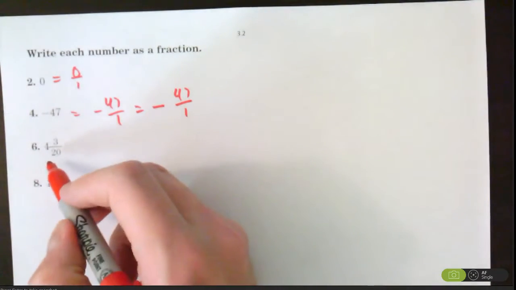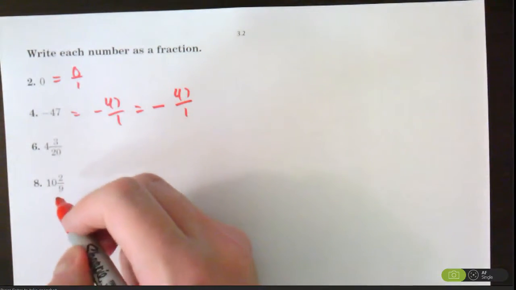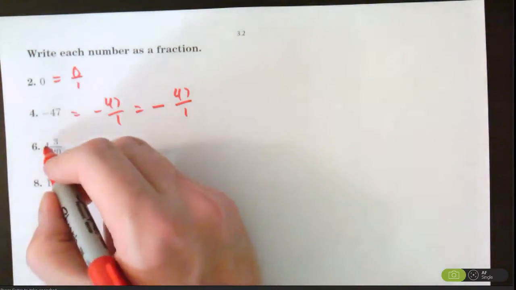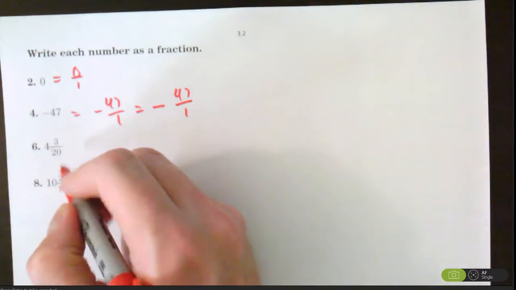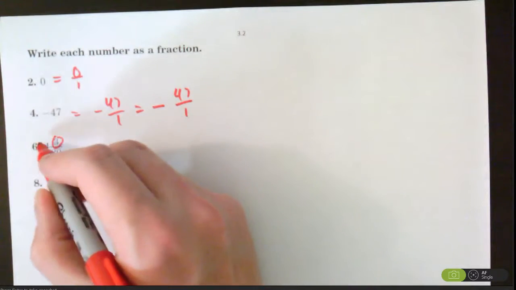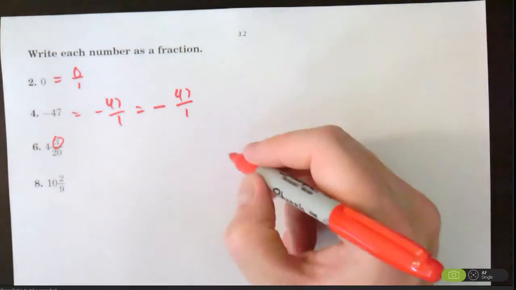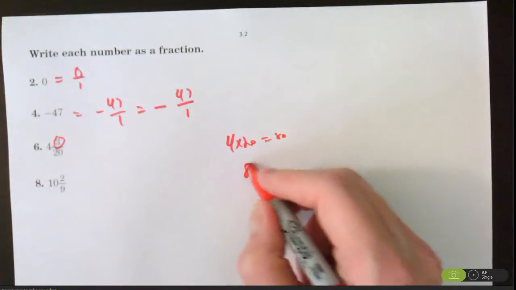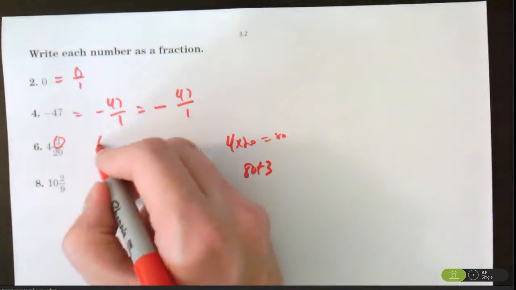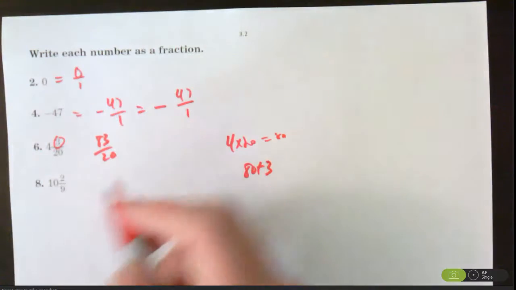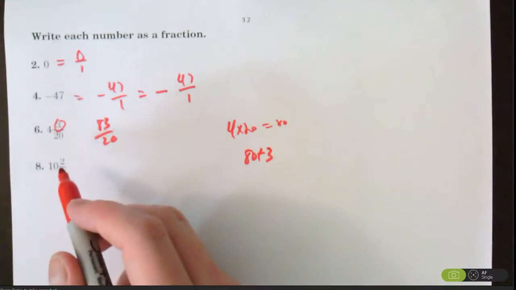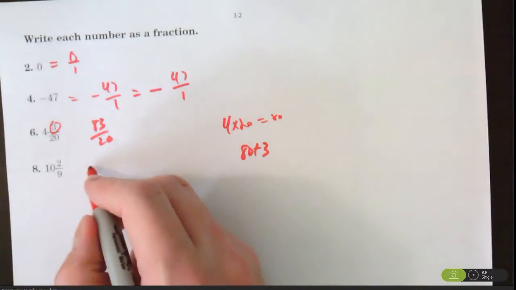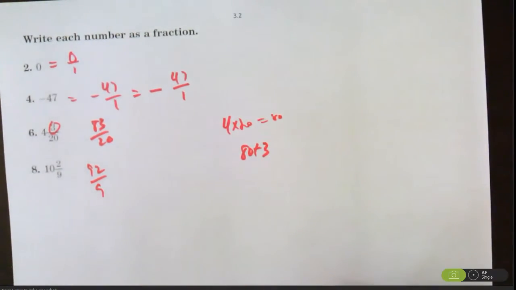For number 6 and number 8, they're the same problem. You want to make this 20ths. Well, we already have 3 of them. The question is, how many 20ths is 4? Well, 4 times 20 is 80, and then you have 3 of those, so 80 plus 3 is 83 over 20. And you do the same thing with number 8. Do 10 times 9, which is 90. 90 plus 2 is 92 over 9.